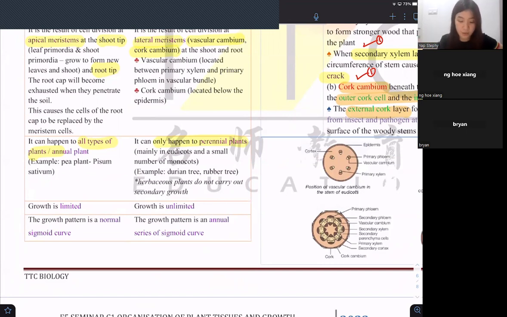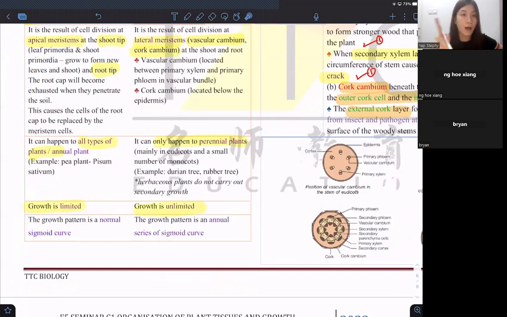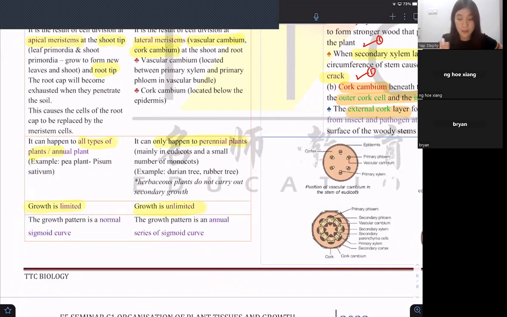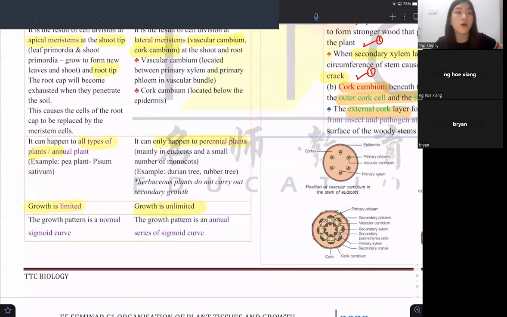Okay, for this, and also for the growth, limited growth versus unlimited growth. So that's why most of the plants that undergo primary growth only have like a 1 year lifespan, or maybe one growing season. It's very short. But for secondary growth, plants can live for many years, like around 10, 20, 30, 40, 50 years also can. And for the last one, the growth pattern is a normal sigmoid curve. What is the meaning of the normal sigmoid curve? You can see the growth curve, the graph is just like a human, an S. And this one is a normal sigmoid curve.